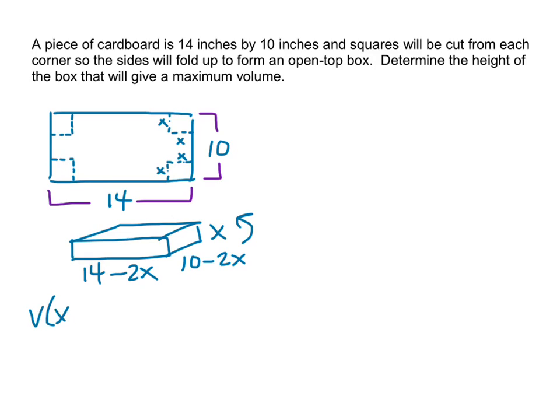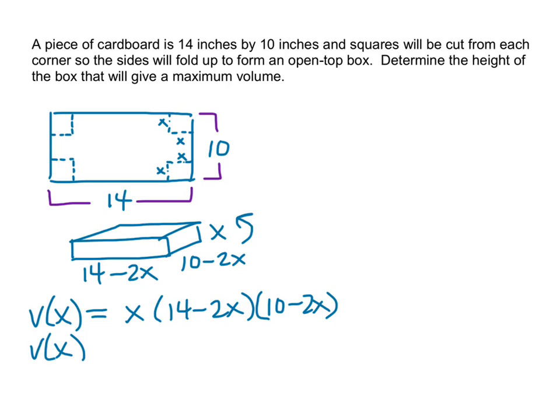The volume of that box in terms of x is represented by length times width times height, where the length is 14 minus 2x, the width is 10 minus 2x, and the height is x, and that being the monomial term, I like to write that in the front. Let's distribute. I'm going to distribute first by filling out the last two binomials: 14 times 10, 140, minus 28x, minus 20x, plus 4x squared.